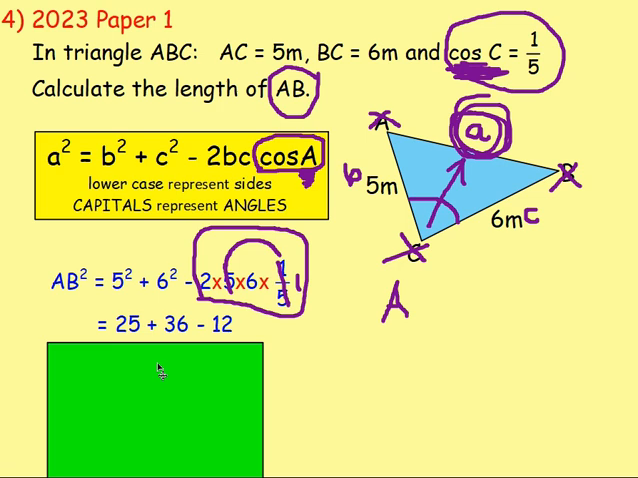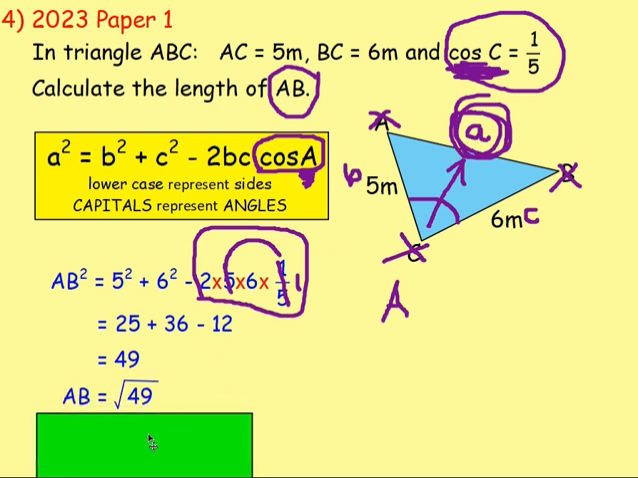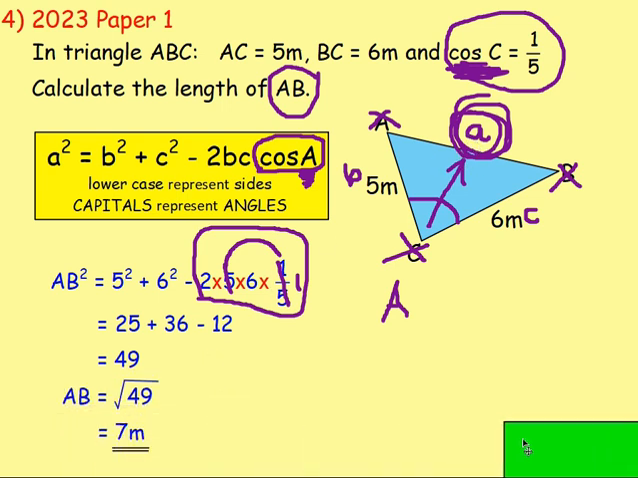25 and 36 take away 12 gives you 49! Good. Again, you know that length's not going to be 49. If that's 5 and that's 6, 49 makes no sense. It's way too high. Square root it! Good, well done. You do have to square root it. So, it means AB is the square root of 49, and without a calculator, that is dead easy. Oh, well done.